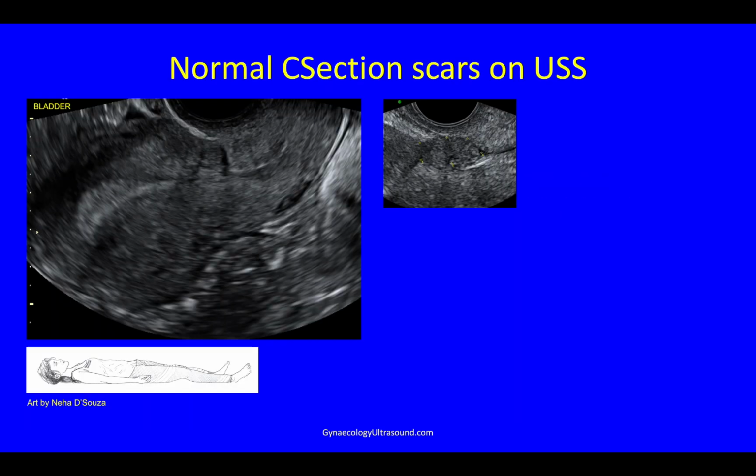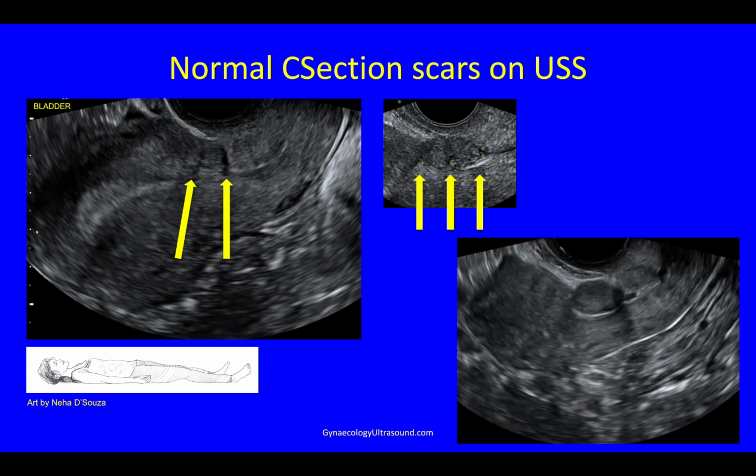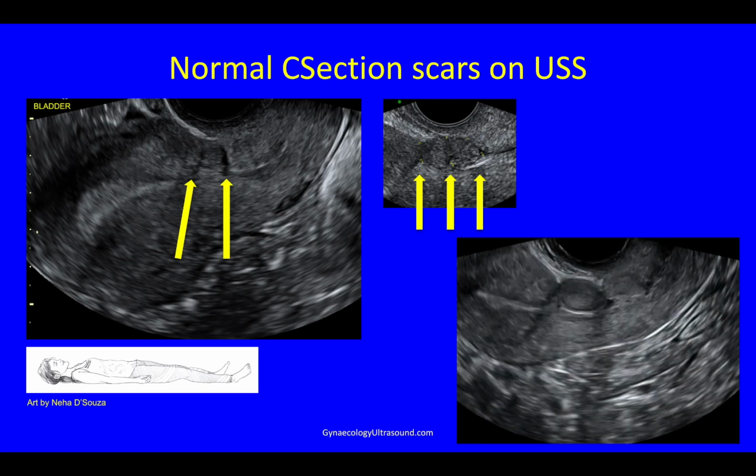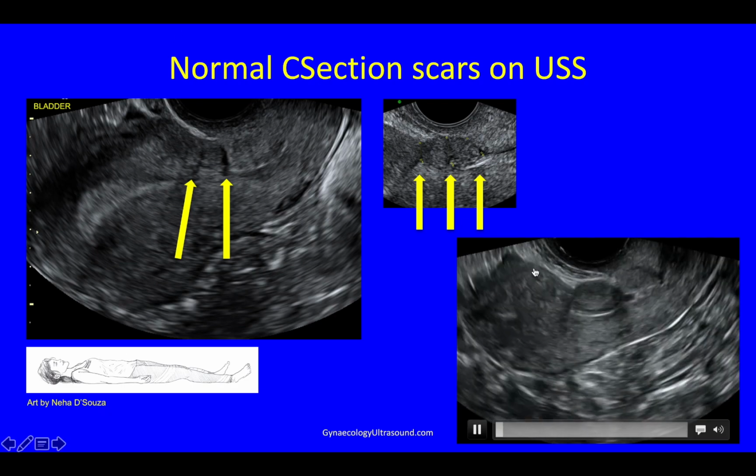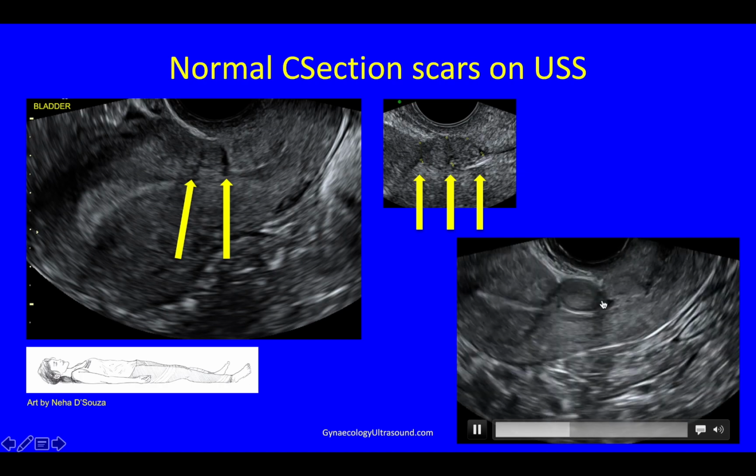What do normal section scars look like on ultrasound? In all of the presentation, my orientation is the same with the bladder here, so the patient's head is here and her feet are here. So in this image here, you can see one section scar and there's another one. This patient has had 3 section scars. And here's a little video clip of 2 normal Caesarean section scars in an anteverted uterus. There's one scar there, and one scar just there.